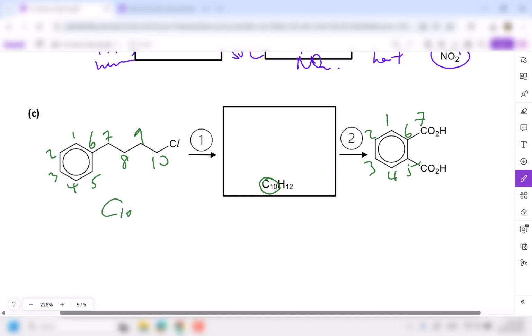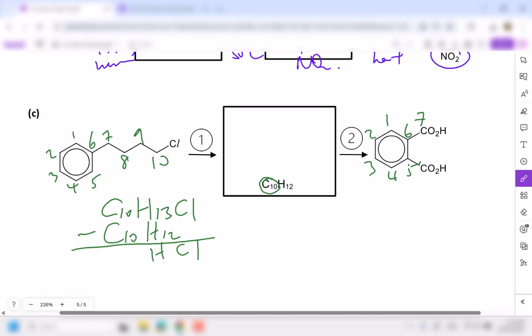So that will be 10 carbon, H's will be 5, 6, 7, 8, 9, 10, 11, 12, 13, so C10H13Cl. I'm just going to subtract away my intermediates. I'm going to end up with HCl. So therefore, for step 1, HCl is lost. And how can HCl be lost to form this particular intermediate product?